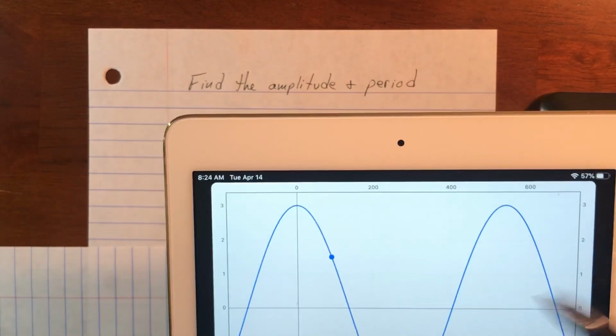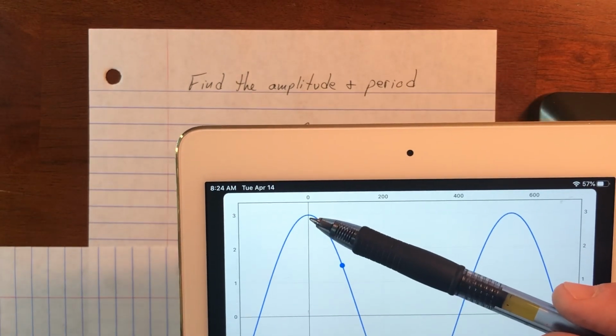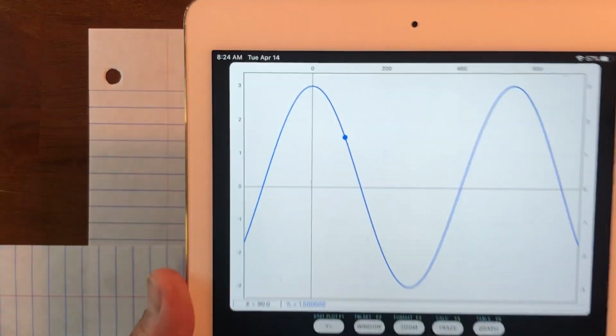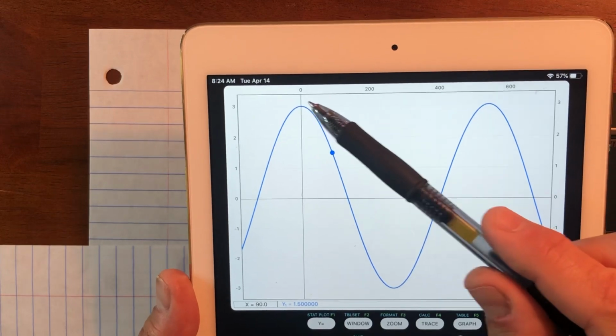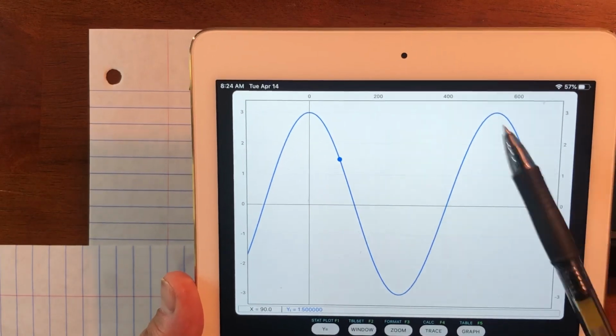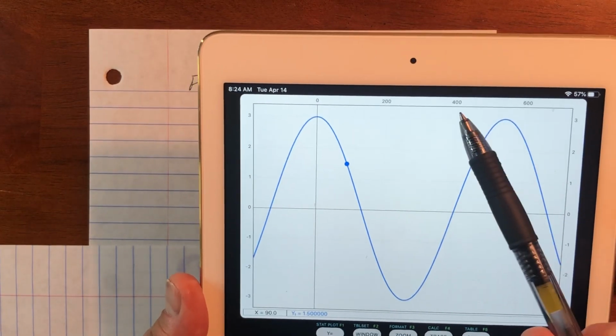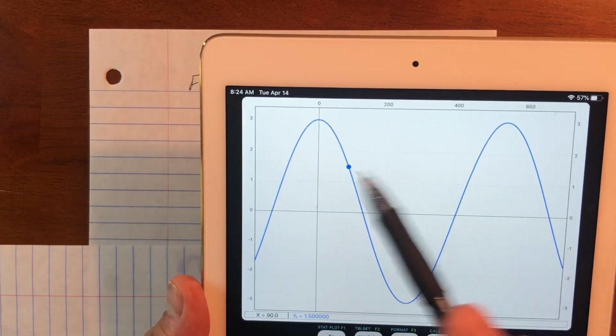What happens? Well, you can see the amplitude is 3, right? All the way up here at 3. That's the amplitude, not the period. And then how far is it from here to here? Well, it looks like that's 400 and that's 600. Let's see if it really is 540.